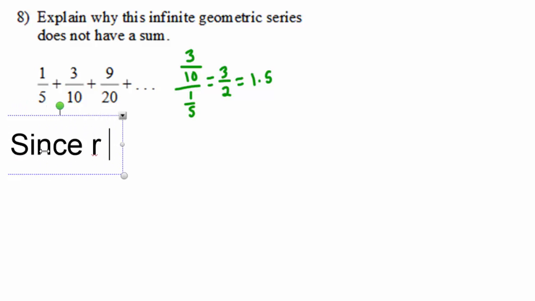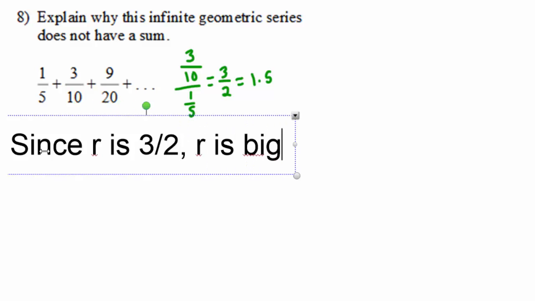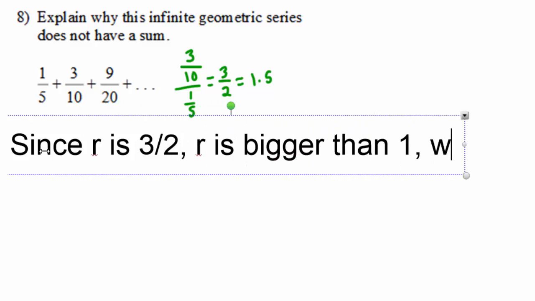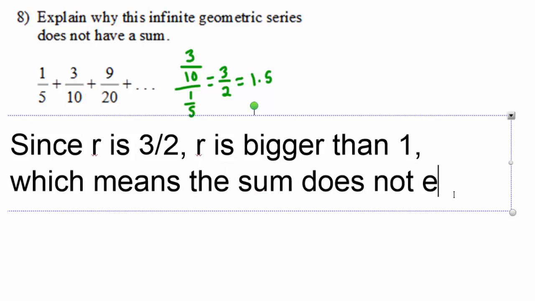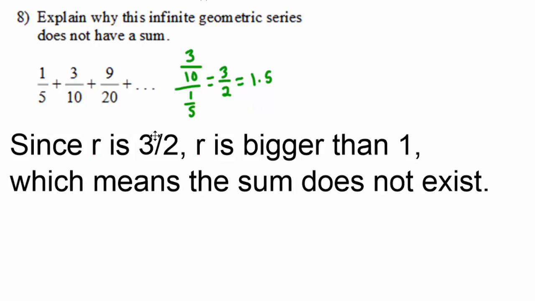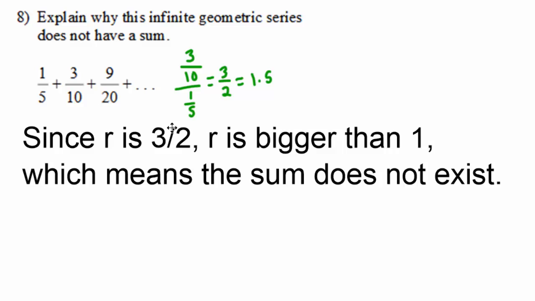Since r is 3/2, r is bigger than 1, which means the sum does not exist. So because we found r and we know that it's bigger than 1, that means the sum does not exist.